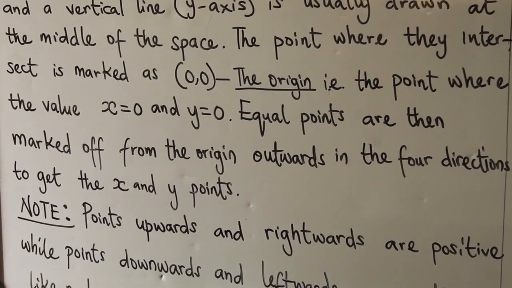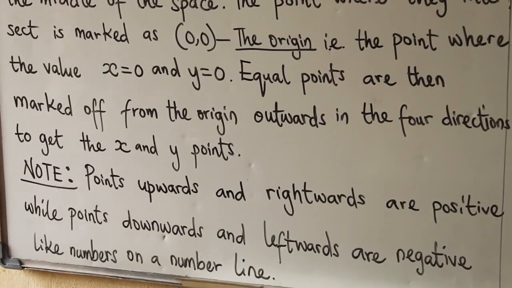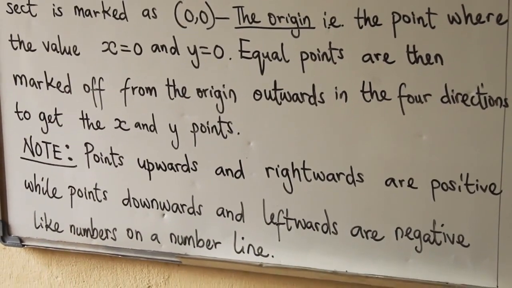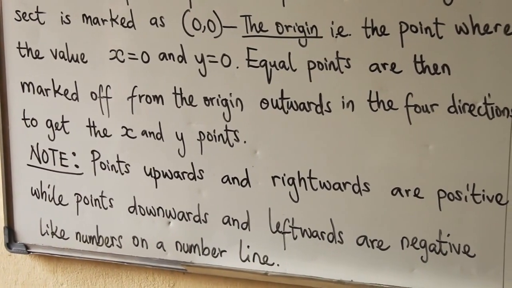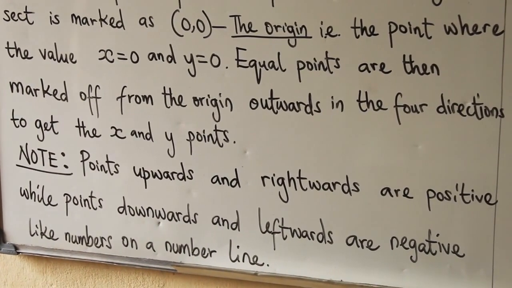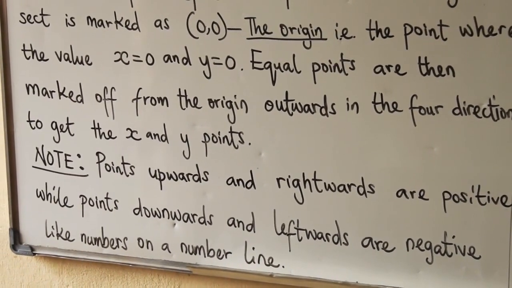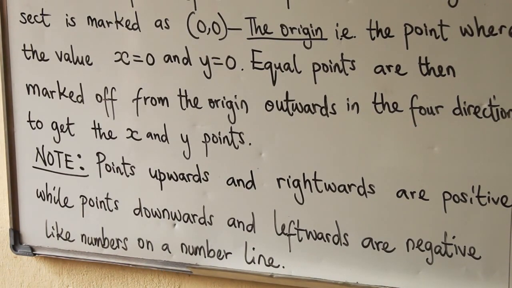Please take note that all points upwards from the origin and all points to the right of the origin are positive points, while corresponding points to the left of the origin and points down from the origin are negative points, like it is in the number line.